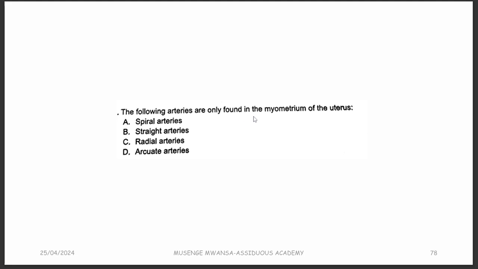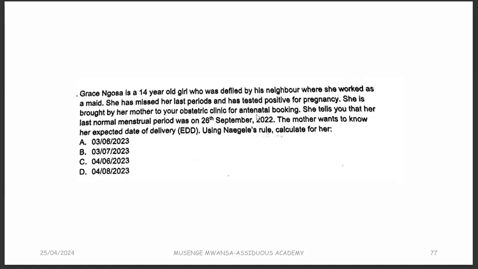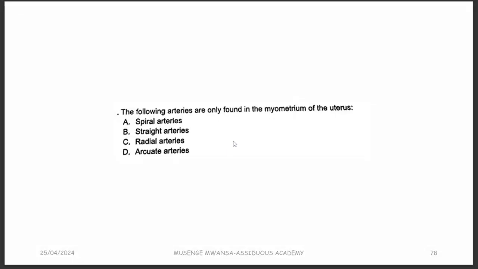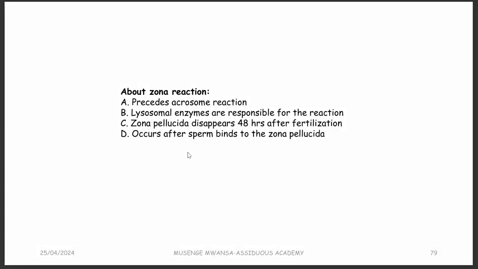The following arteries are only found in the myometrium of the uterus. Yes, please. There's a question? You can go on. Okay. The following arteries are only found in the myometrium of the uterus. So you should be able to answer it. About zonal reaction.